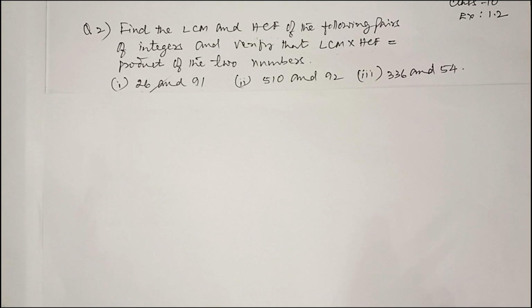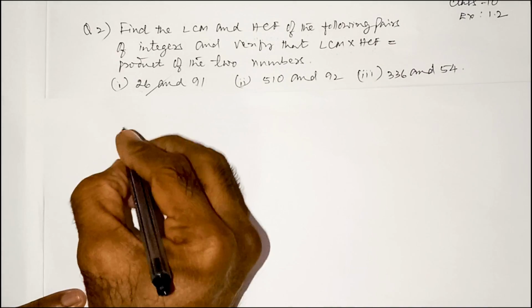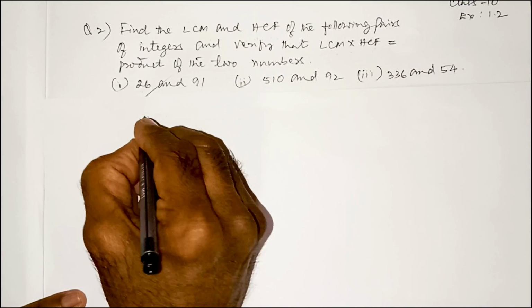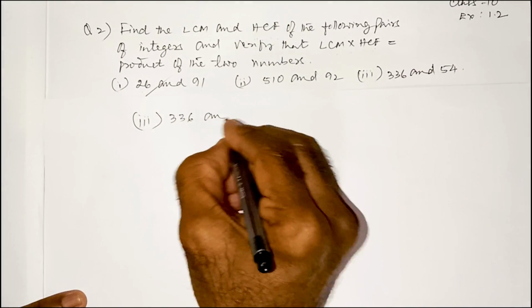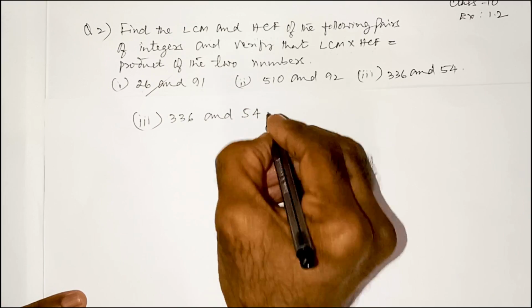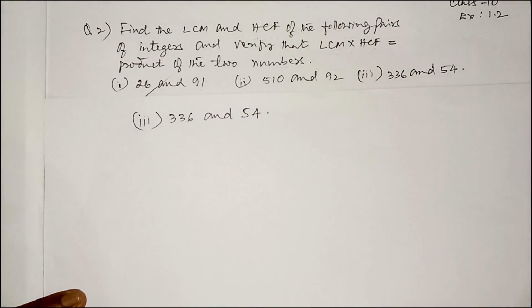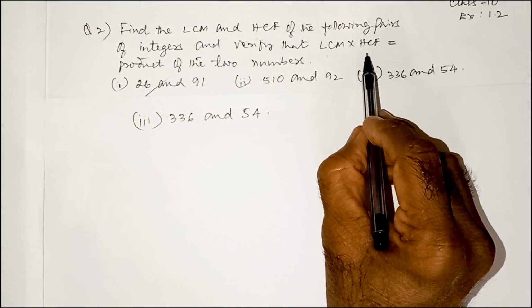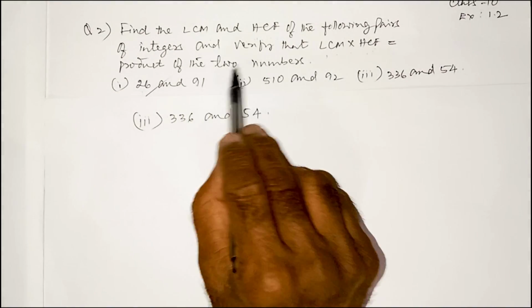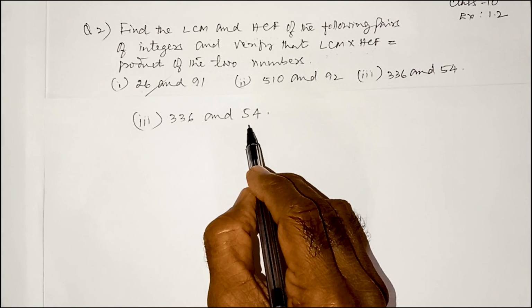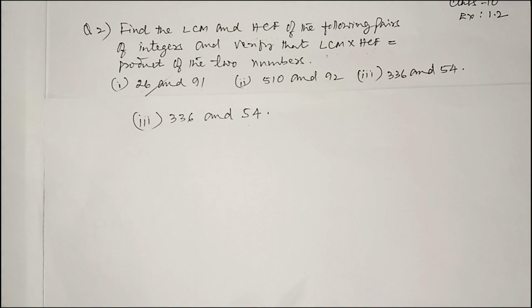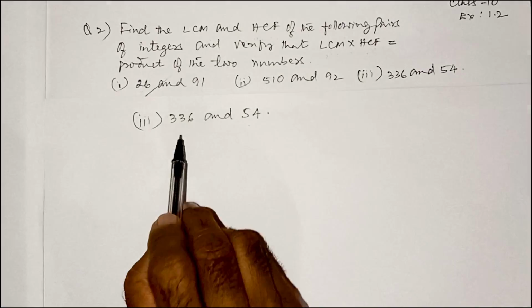Okay friends, now we are going to solve this third sub question in question number 2. That is 336 and 54. Let me write down. The third question is 336 and 54. As you know, the question says the product of LCM and HCF should be equal to the product of the two given numbers. In this, the two numbers are 336 and 54. First, what we have to do, we have to find out LCM and HCF of these two numbers.